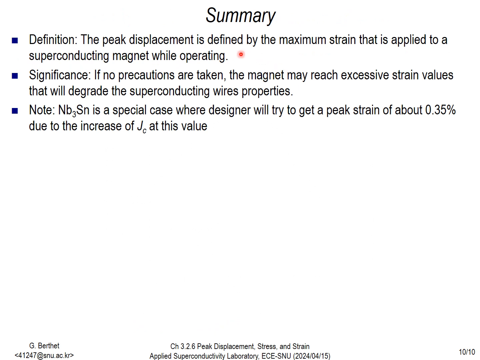To conclude, by definition, the peak displacement is defined by the maximum strain that is applied to a superconducting magnet while operating. If no precautions are taken, the magnet may reach excessive strain values that will degrade the superconducting wire's properties. Nb3Sn is a special case where designers will try to get a peak strain of about 0.35% due to the increase of Jc at this value.